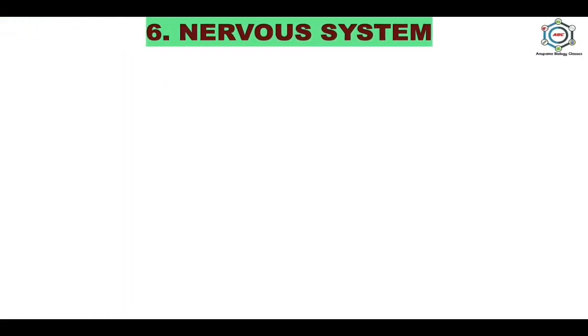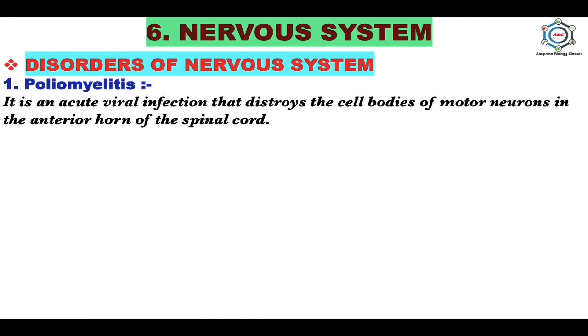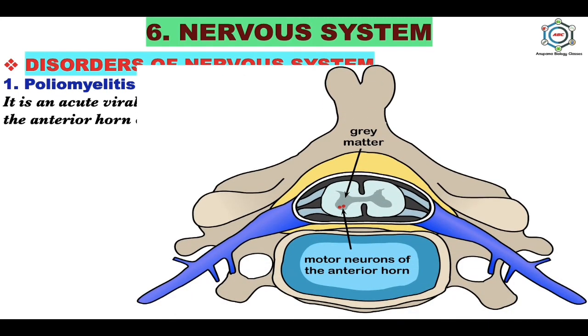Now the last is the nervous system, and here the disorders of the nervous system, in which the first one is poliomyelitis. It is an acute viral infection that destroys the cell bodies of motor neurons in the anterior horn of the spinal cord, which you can see in the picture.